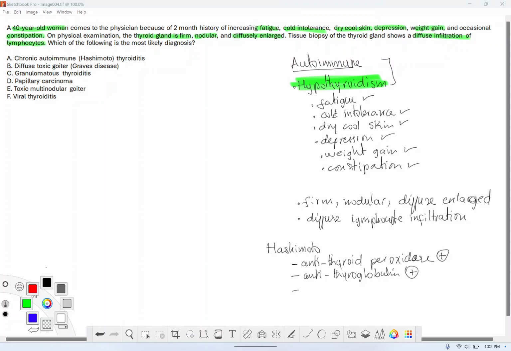Let's look at our choices. In our choices, we have chronic autoimmune Hashimoto thyroiditis. A should be the answer. Okay, now let's go look at B. Why is B not the answer?